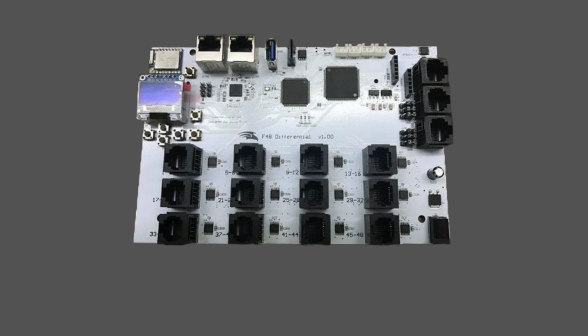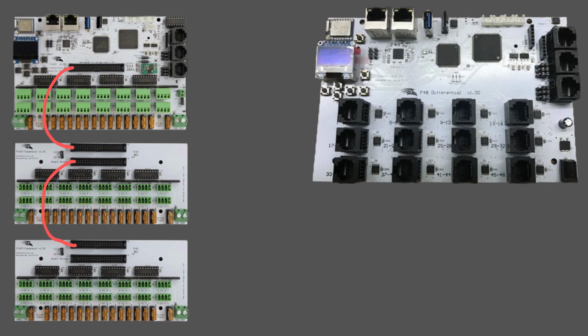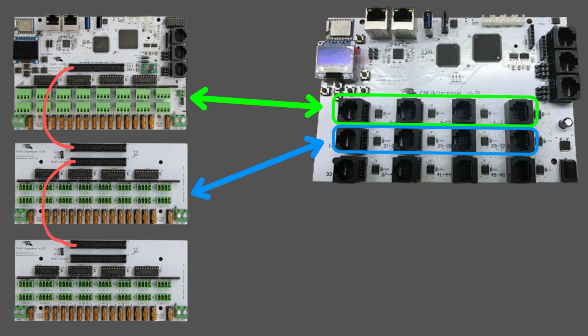The F48 is split up into 3 sections, and each section has 4 receiver outputs, which would mean 16 ports per section. So this is very similar to a fully expanded F16 V3, because the first section could be the 16 ports on an F16 V3, the second section could be like an expansion board connected to the F16 V3, and the final section could be like another expansion board connected to the F16 V3.